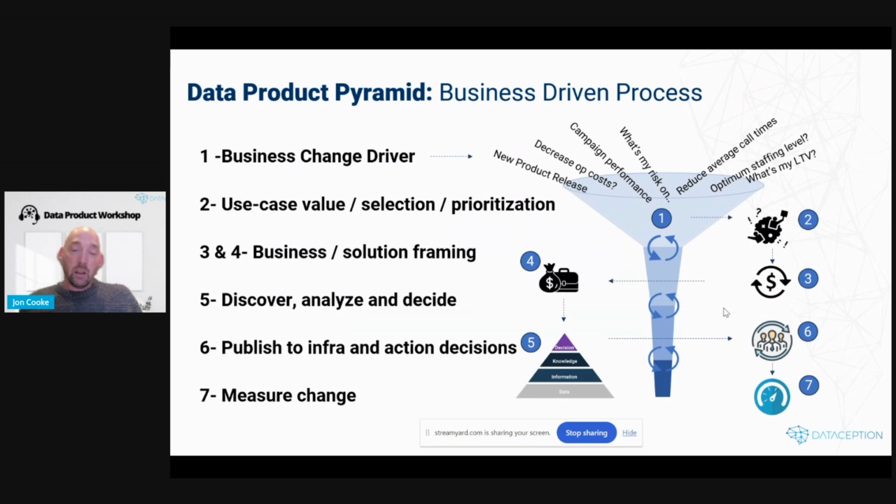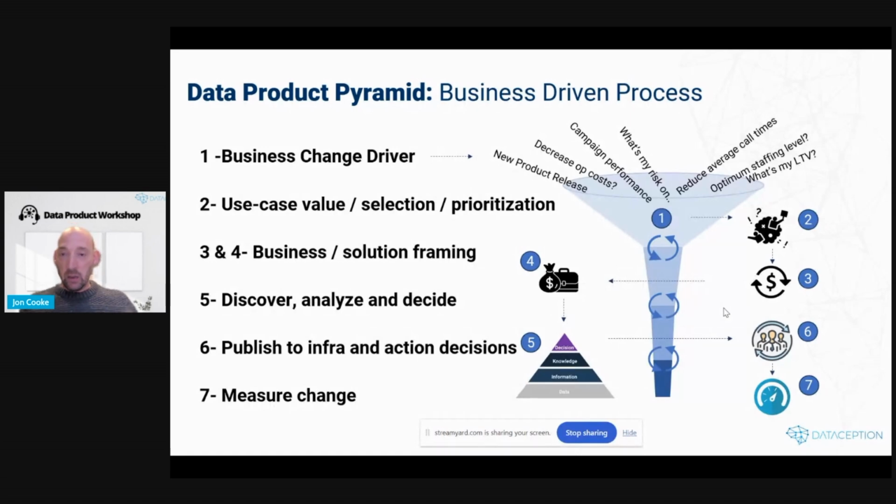So really, it's a business change process. It's not just analytics, it's not just tech. It's a way of actually changing the business, and that's really important to understand. When we talk to business people, they understand that we're trying to change the business rather than just come up with some tech or data.